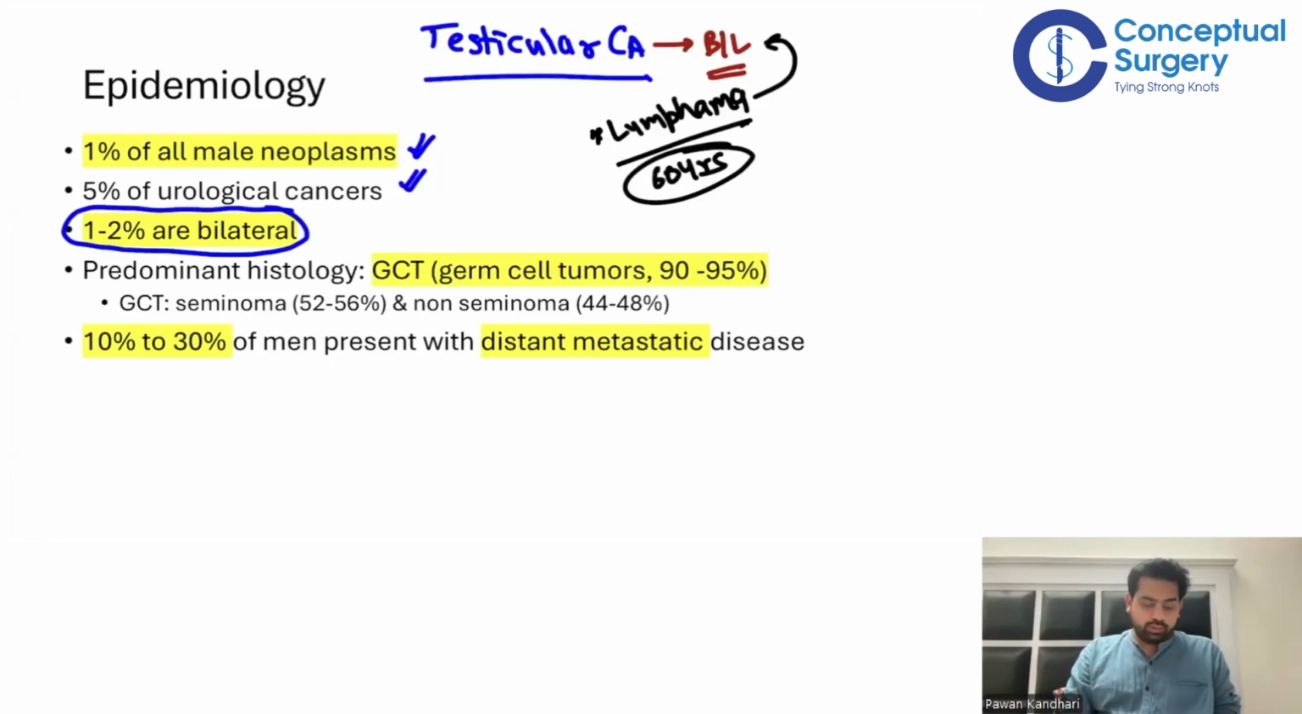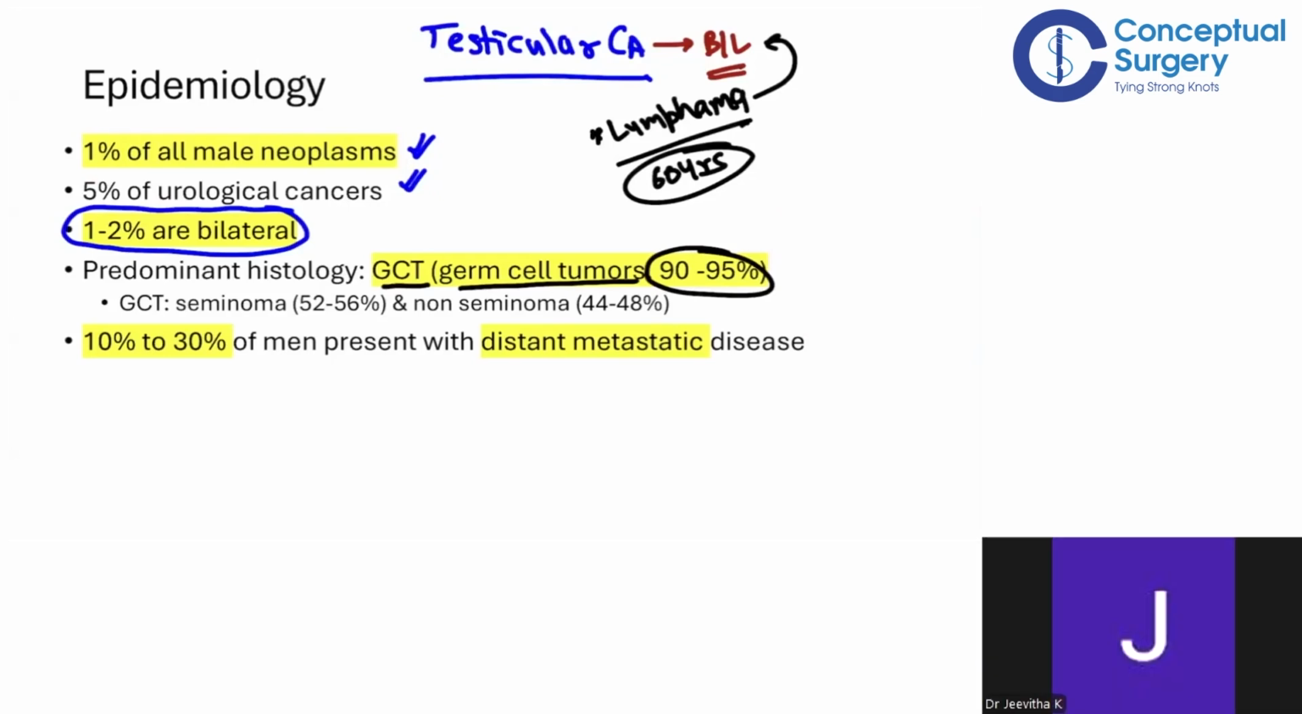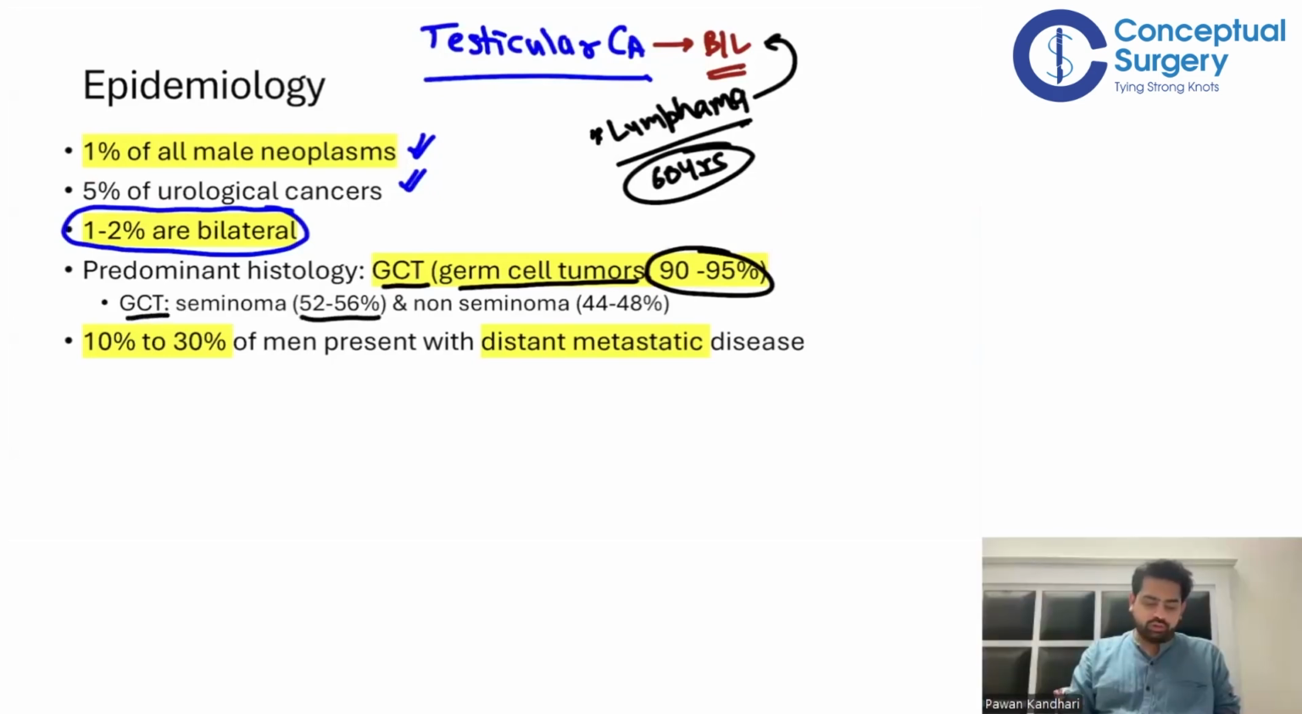Now, the predominant histology is the germ cell tumor, germ cell neoplasms, 90 to 95%. Whenever we divide the testicular malignancies, you can divide them into germ cell neoplasm and non-germ cell neoplasm. The germ cell neoplasms can be divided into seminomatous germ cell neoplasia and non-seminomatous germ cell neoplasia. Okay, you're all okay with this? Yes, sir. The seminomas are around 50 to 56% of the total germ cell neoplasias, and the non-seminomas are around 44 to 48% of total germ cell neoplasias. Okay, understood? Right. 10 to 30% of the men present with distant metastasis.